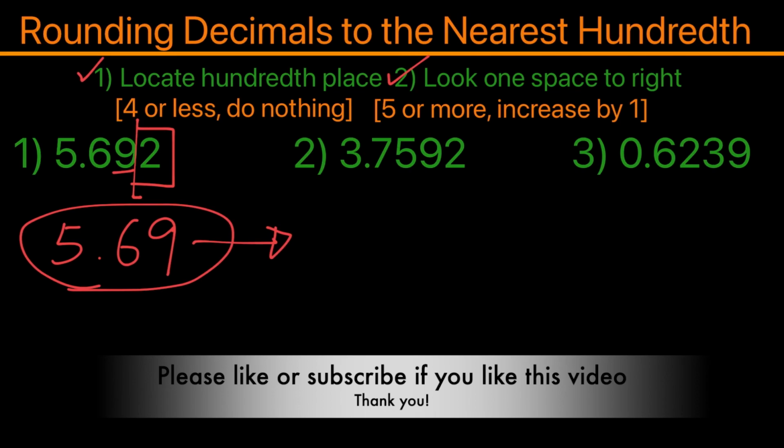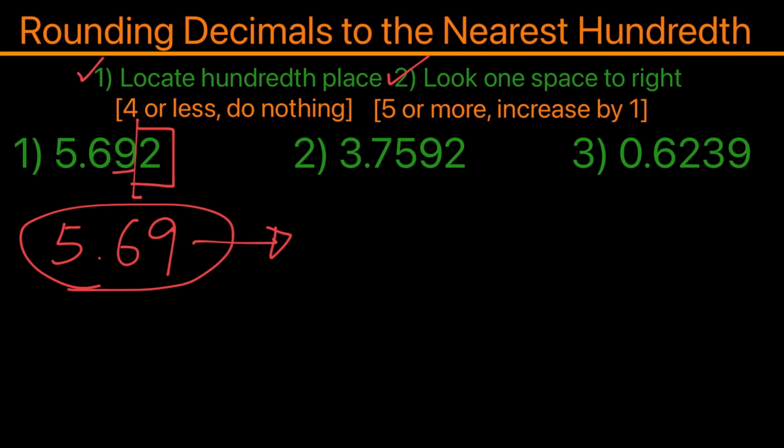For the second example, the hundredth value is 5. And we're looking one space to the right. In this example, we have 9. 9 would be 5 or more, so we will increase the hundredth value by 1.